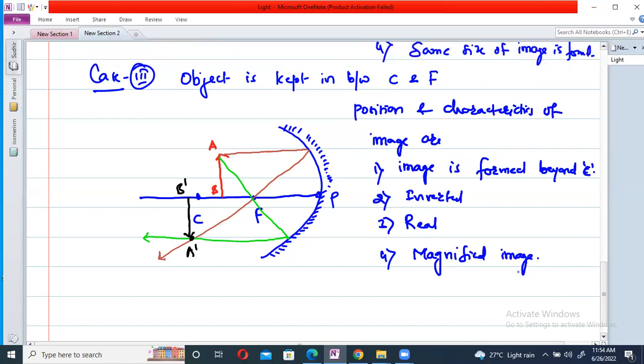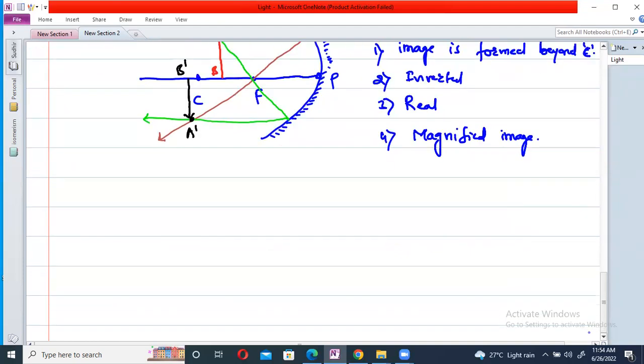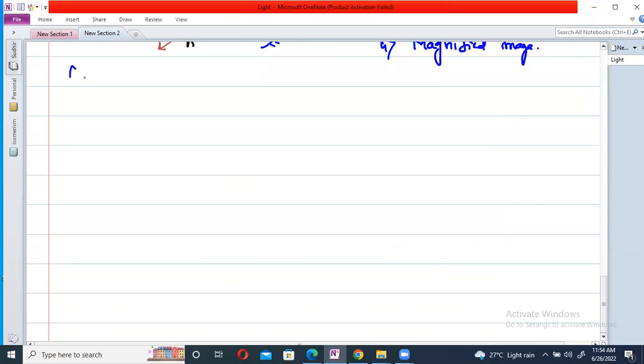Now case 4. See, first in case 1 we kept the object beyond C, then at C, then in between C and F. Now we'll keep the object exactly at the point F. Case 4: the object is kept at focus. But when the object is kept at the focus, how will it be? Just think about it.